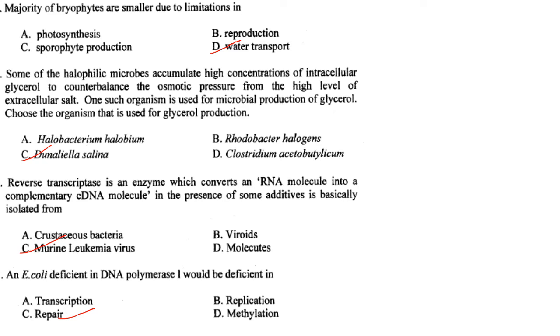Answer is option C. Reverse transcriptase is an enzyme which converts an RNA molecule into a complementary cDNA molecule in the presence of some additives, and is basically isolated from murine leukemia virus. So the answer is option C. An E. coli deficient in DNA polymerase 1 would be deficient in repair mechanism, because DNA polymerase 1 is required for repair. So the answer is option C.